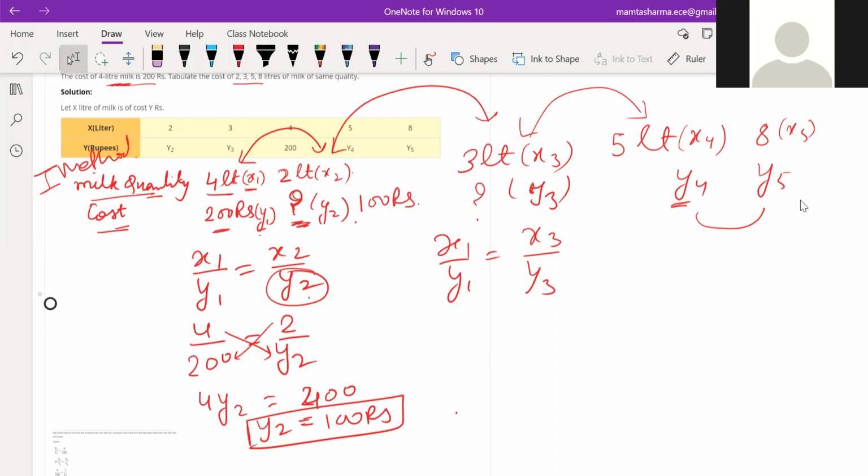You have sent one table. You have to check and find out whether they are in inverse or direct proportion. What is the question? In which of the following tables do X and Y vary directly? Direct relation.